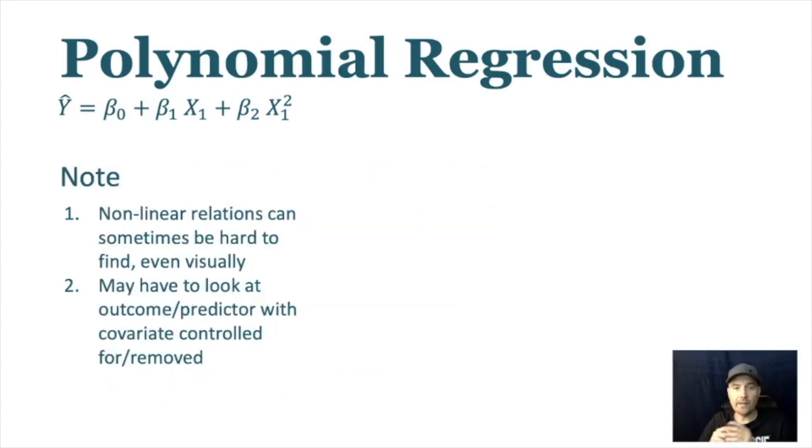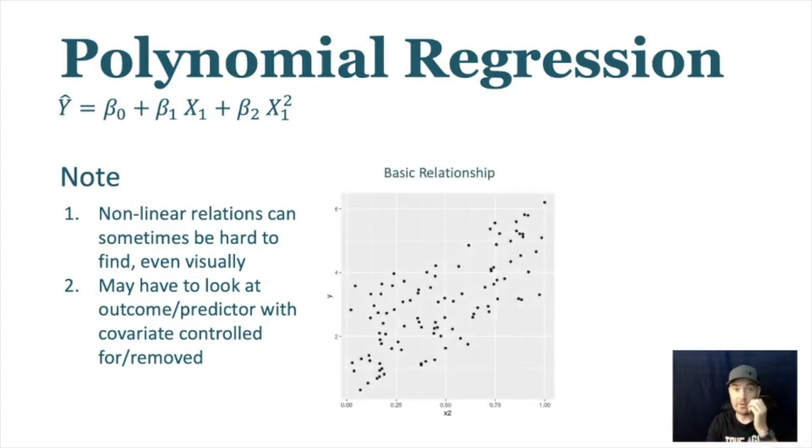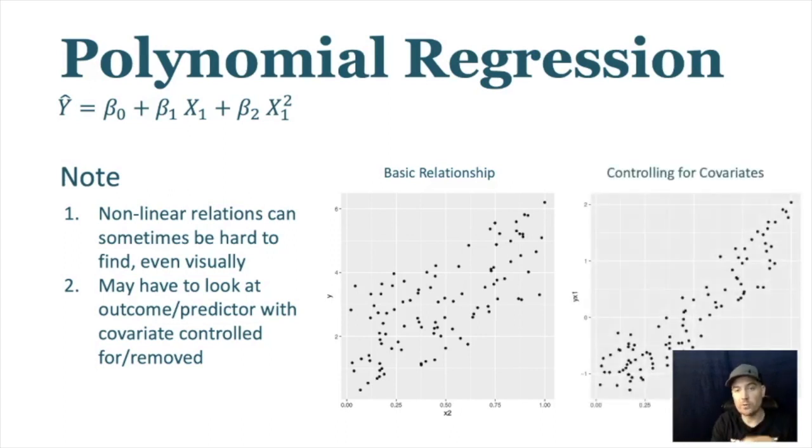Now note, nonlinear relations can sometimes be hard to find even visually. And sometimes you may even need to look at the outcome / predictor with the covariate controlled for or removed. So when you're in multiple regression, one of the difficult things is there could be a nonlinear relationship that shows up once you've controlled for certain variables. So after I control for certain things, maybe that's when a nonlinear relationship shows up. So for example, this might be what the relationship looks like without controlling for anything. But once we control for stuff, it looks more like this, which has a slight curve to it.